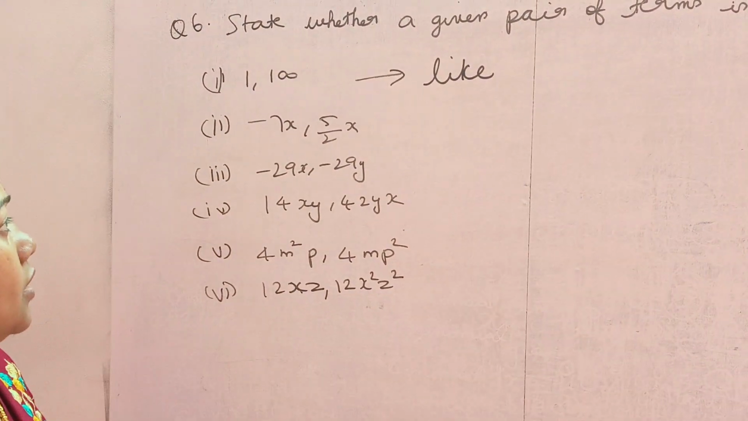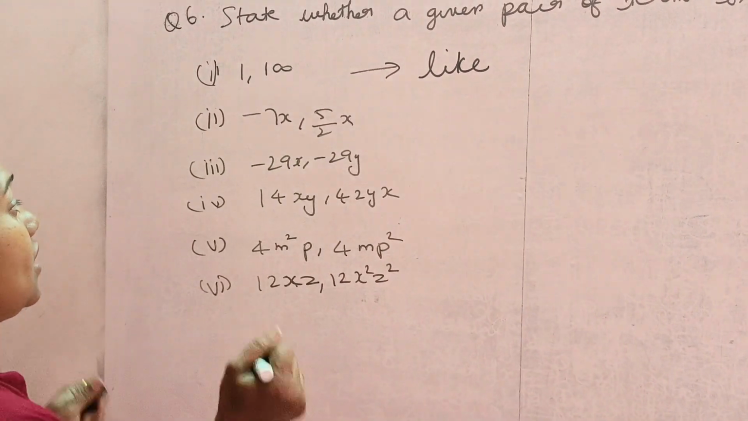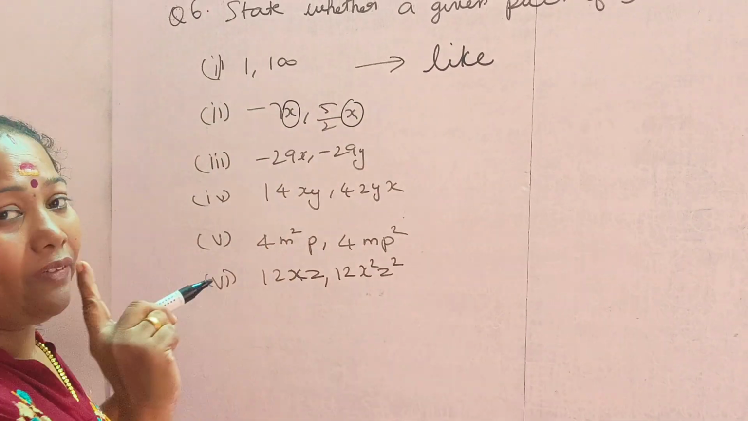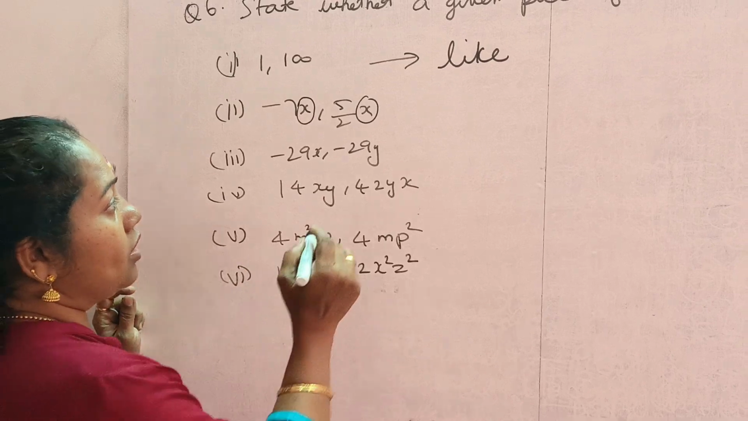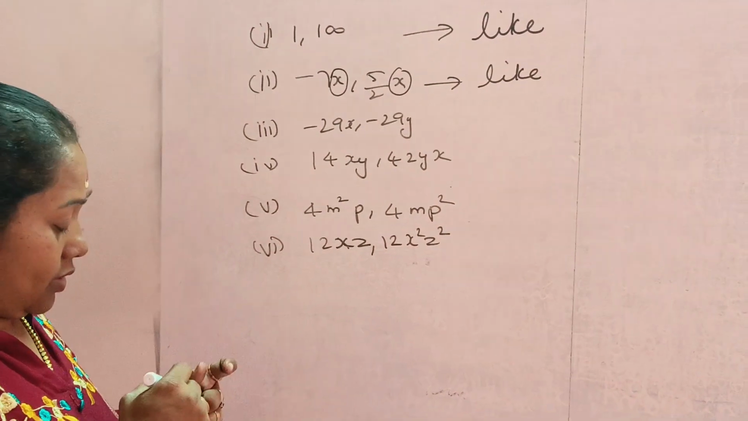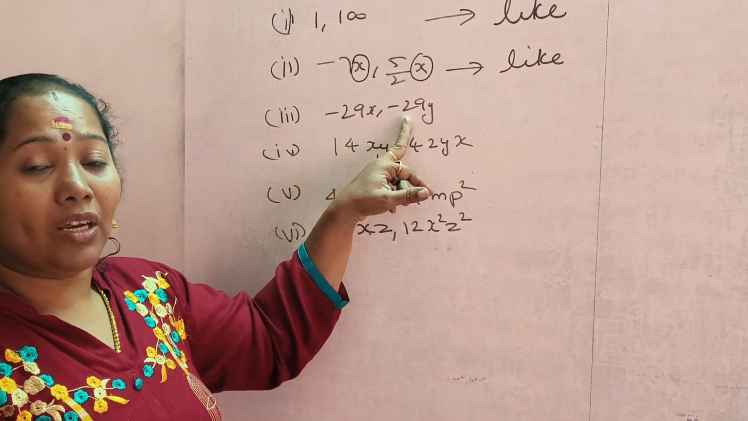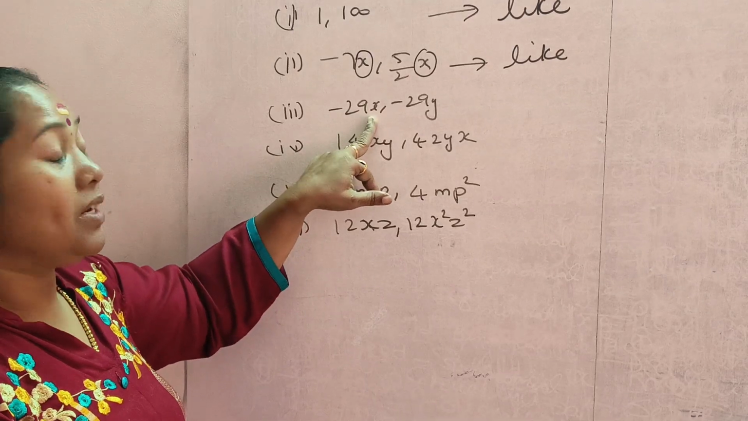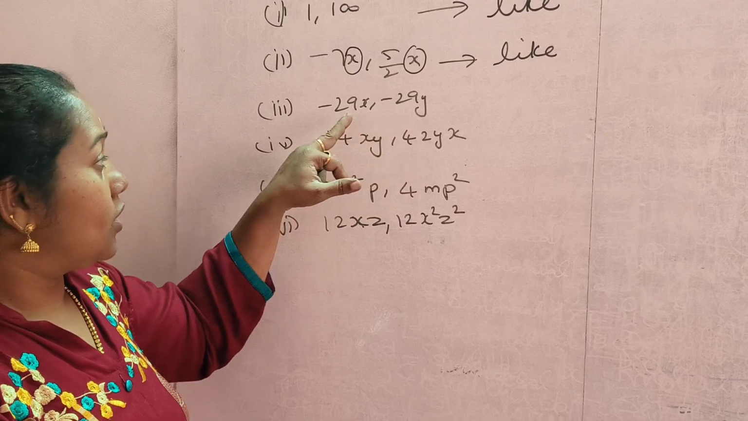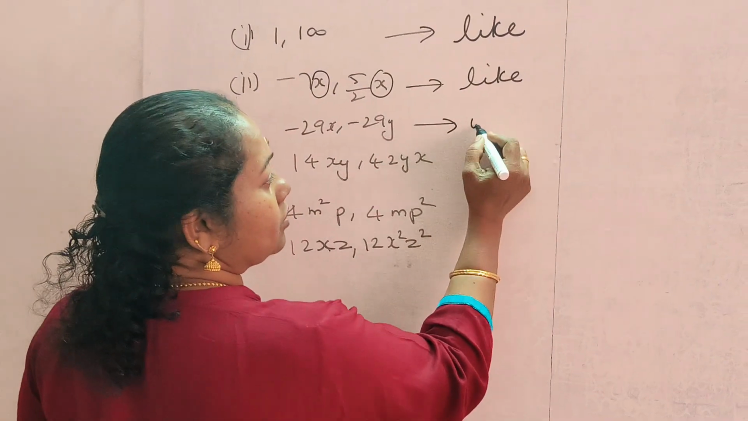Now next one is minus 7x and 5 by 2x. In both cases, x is the variable and x has the power 1. So both are like terms. Next question, minus 29x and minus 29y. The numerical coefficients are the same, but here the variable is x and there the variable is y. Variables should be the same. Since the variables are different here, these are not like terms, these are unlike terms.